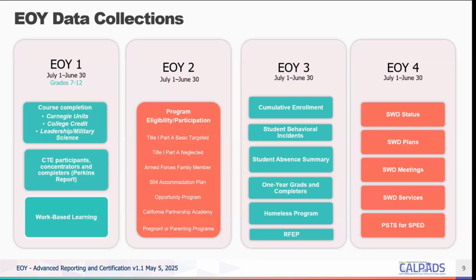So there are obviously 4 submissions for end of year: 1, 2, 3, and 4. Again, the reporting time frame for all of these submissions is the entire academic year, July 1st of the previous year to June 30th of this year. End of year 1 is a bit unique because it's only required for grades 7 through 12.